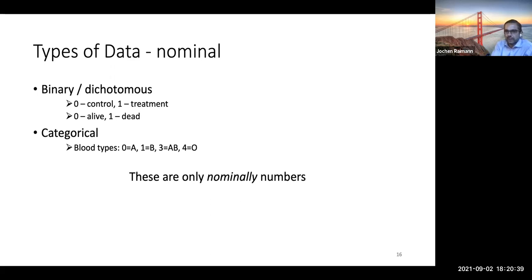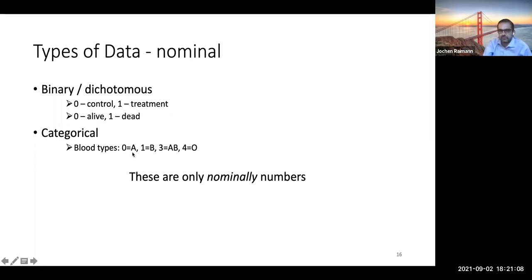And these are only nominally numbers. It's important to keep in mind that these cannot be used in numerical terms. So binary, dichotomous, and categorical data are not allowed to be used to sum up or in any way used arithmetically, because they essentially are not arithmetic data.